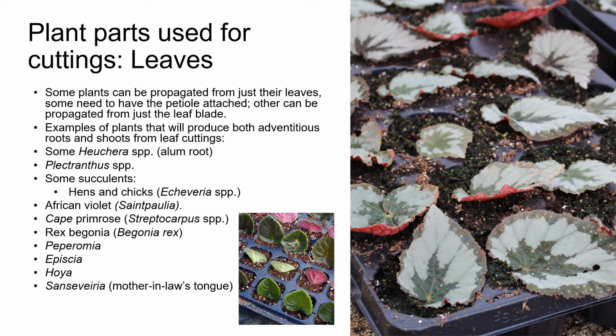It takes longer though to produce a marketable plant from a leaf cutting, so Heuchera and Plectranthus are usually grown from stem cuttings. And many of the popular Heuchera that are grown for their colored foliage are usually produced by tissue culture.